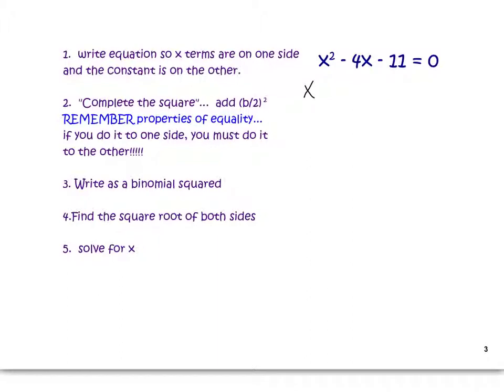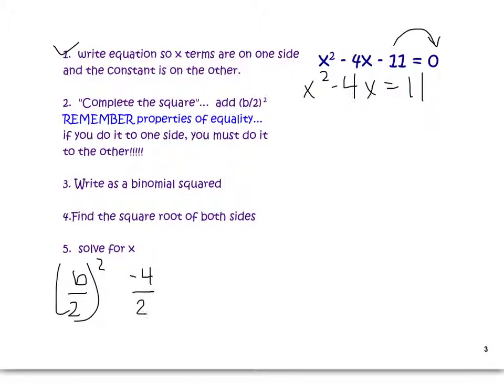Okay, so keeping my x terms on one side and adding 11 to both sides to move that 11 onto this side. Alright, check. Step 1. Step 2, complete the square. b over 2 squared. My b is negative 4. This simplifies down to negative 2 squared, which gives me 4.